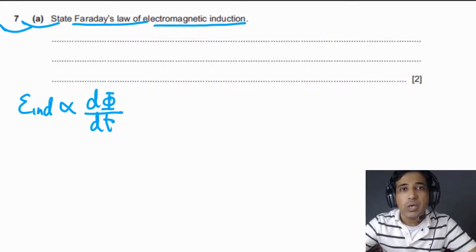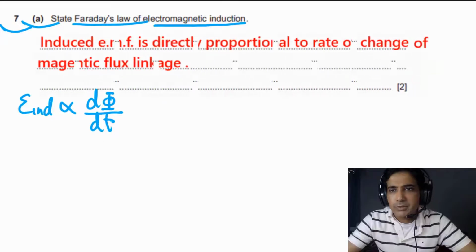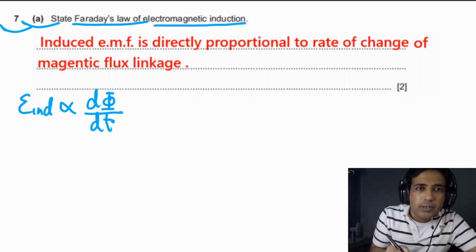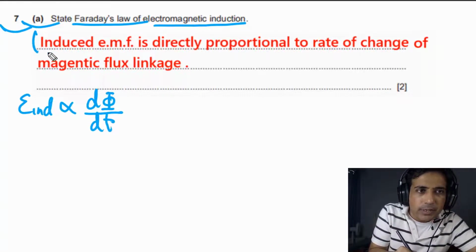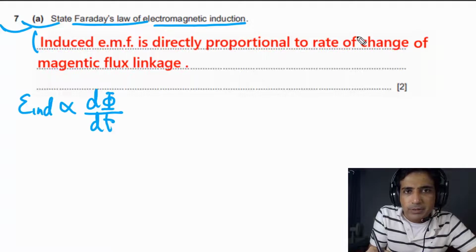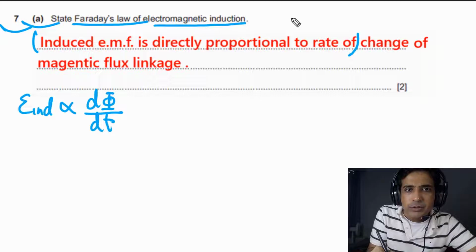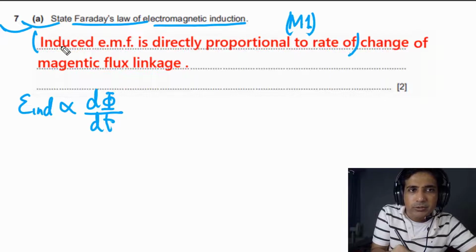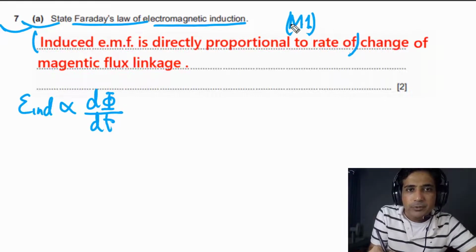Let me show you how you can write down your answer. This is how you can write down your answer for this question. In your answer, you have to mention that induced EMF is directly proportional to rate of. If you write this down, you will get 1 mark, and that is the M mark, meaning must mark. It has to be in your answer. You have to write this down, then you will get the M mark.